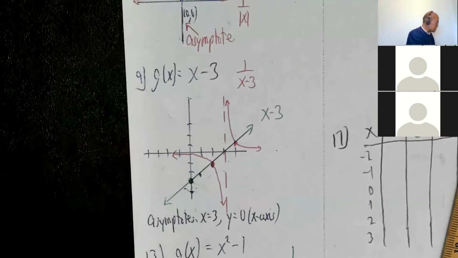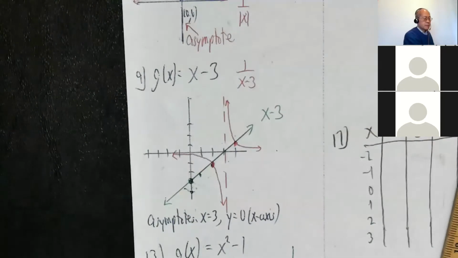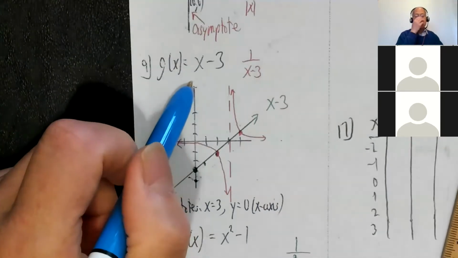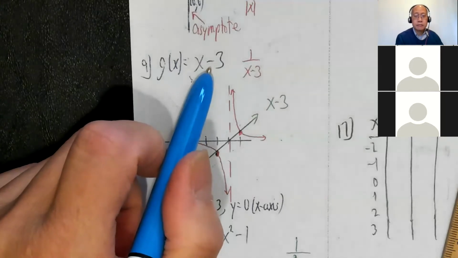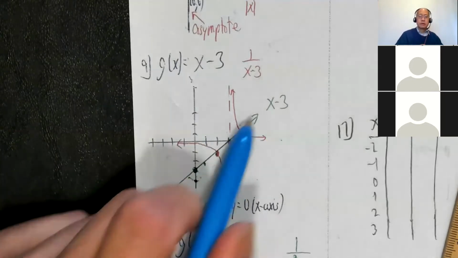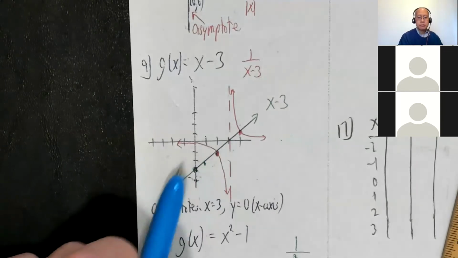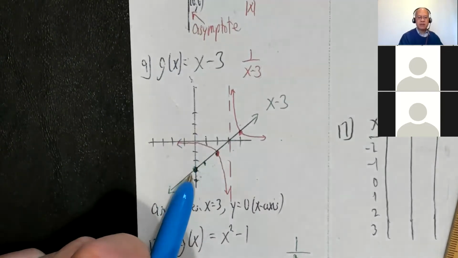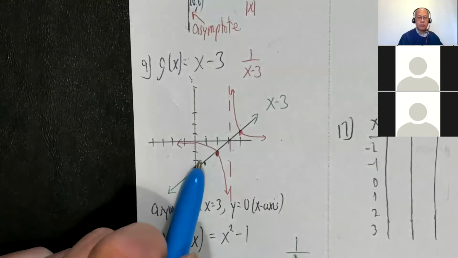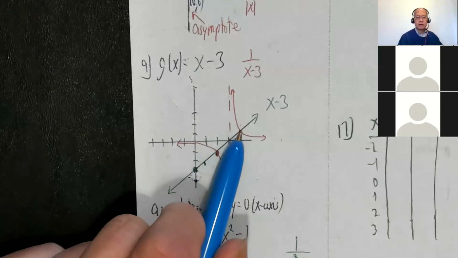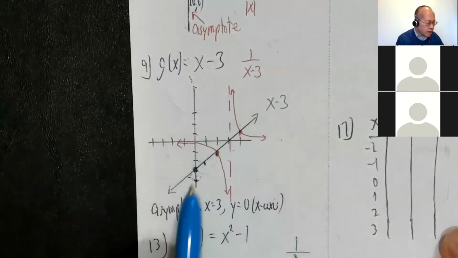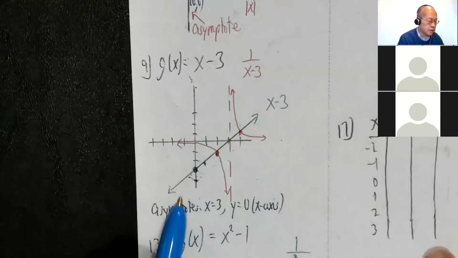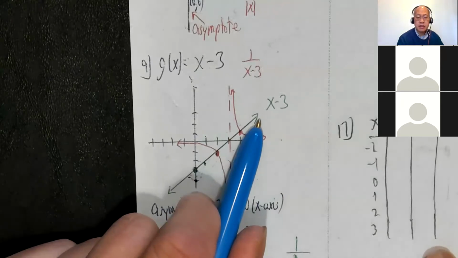Okay, g of x equals x minus 3. Number 9. All right. Linear. Slope is 1. Y-intercept is -3. So there we go. Slope is 1 over 1, up 1, over 1, up 1, over 1, up 1, and so on. So this one, it's supposed to be green. I don't know if you can see it's green, but x minus 3.